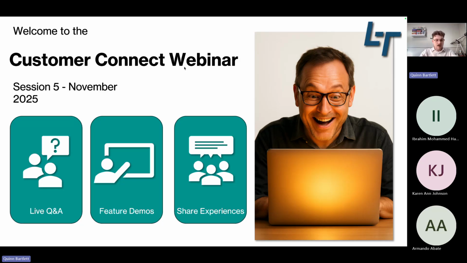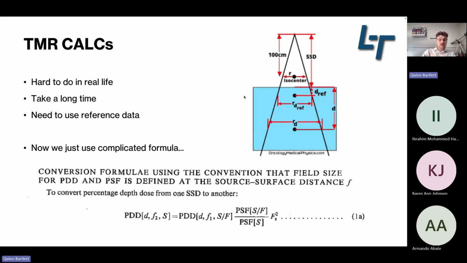That's okay. But yeah, so our Customer Connect webinar. Today we're going to look at TMR calcs, or tissue maximum ratio calcs, looking at the ratios between your dose in tissue versus at maximum.